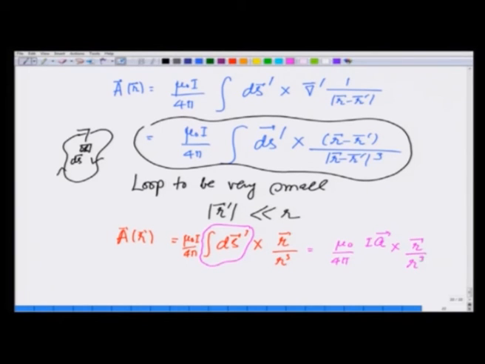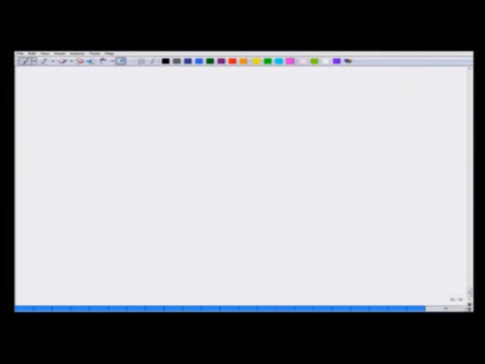Okay, so, what I have shown, using all these vector identities, is that if I have a current carrying loop which is small, then A(r) is given as mu 0 over 4 pi I a cross r over r cubed, where r is the distance from the loop.